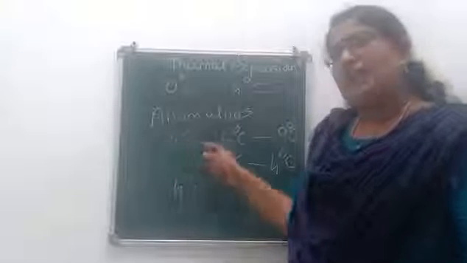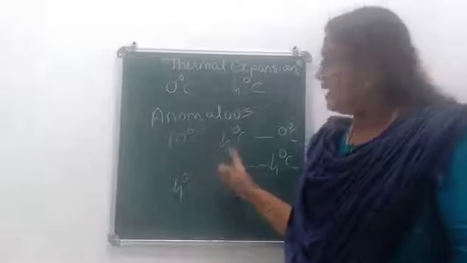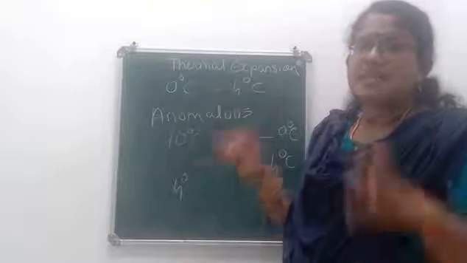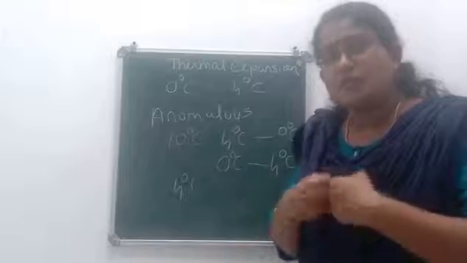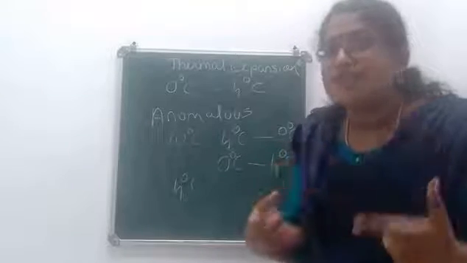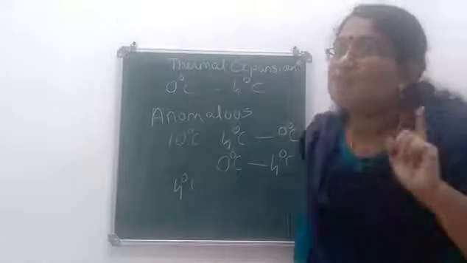Why? When you are cooling water at 10 degrees Celsius, it will contract. When it reaches 4 degrees Celsius, contraction will be maximum. If contraction is maximum, it means the molecules came closer. That is what happens to the density: density will be maximum and volume will be minimum.